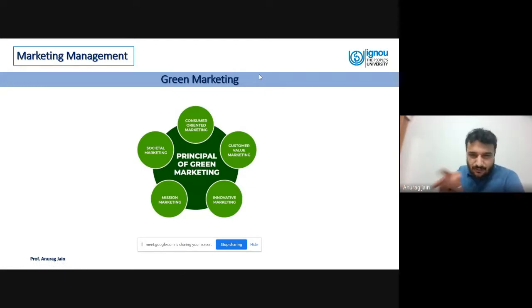So these are some of the principles which underlie green marketing. The overall idea is that whatever practices we are doing under marketing, they should be sustainable, and they should not be harming the environment at all, right? So that's the understanding about it.